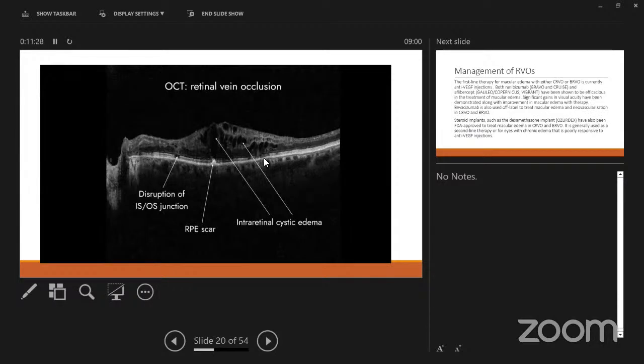On OCT, in vein occlusions, we can see that cystoid macular edema is present, and this is a sign in which we inject anti-VEGF for such patients. But the point to be noted is we also have to look for any ISOS junction interruption. In such cases, even if the edema resolves, the patient can have less vision despite anatomical improvement.